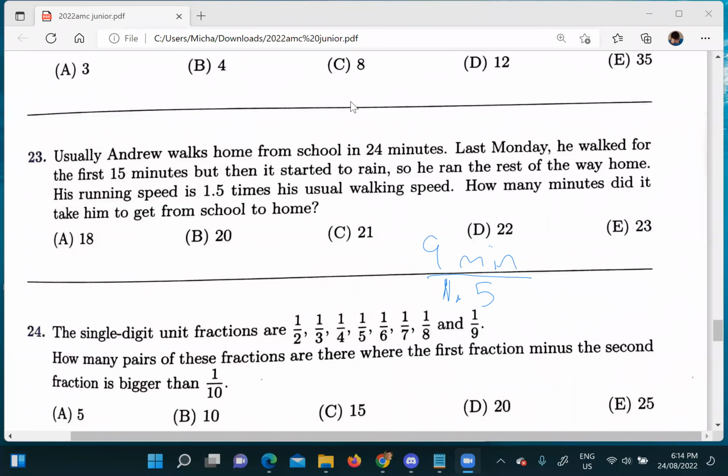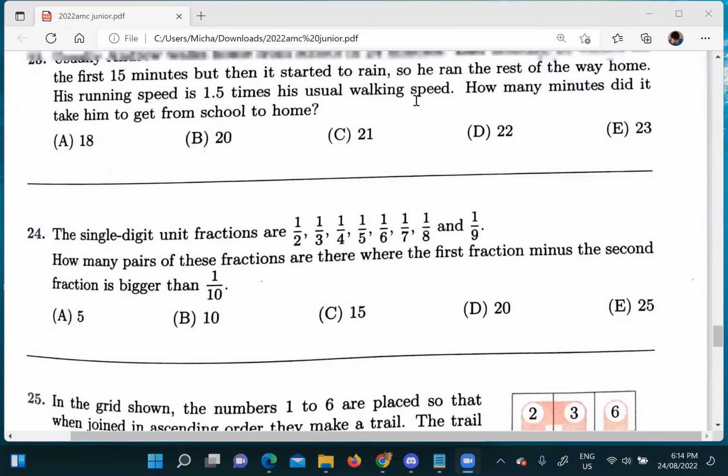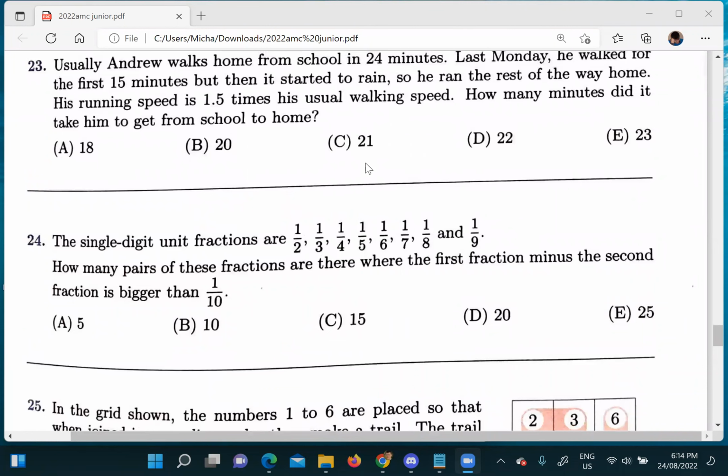Alright, let's do question 24. We might not even be able to finish this one in time, but we're gonna start it. So the single digit unit fractions are half, a third, a quarter, a fifth, a sixth, a seventh, an eighth, and a ninth. How many pairs of these fractions are there where the first fraction minus the second fraction is bigger than 1 over 10?